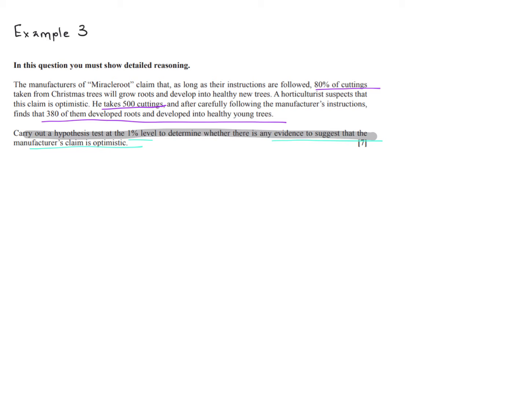So some key points highlighted and underlined here in the question. As always, it's really important to identify what you are counting in this distribution, and also to understand why this is a binomial distribution as well. So I'm going to say that x is the number of cuttings that develop into new trees.